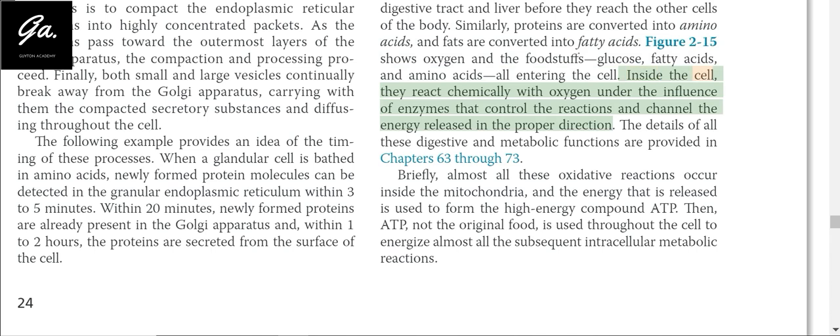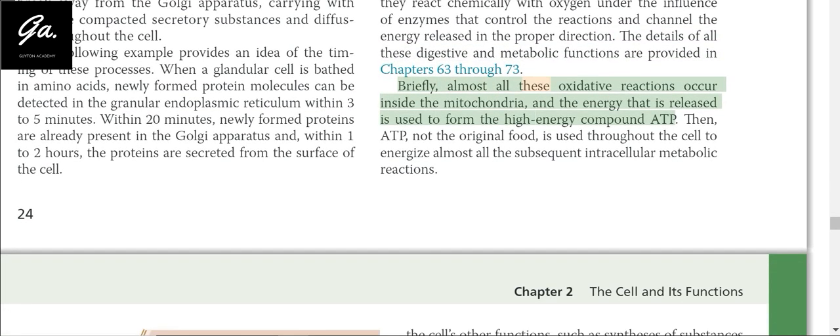Inside the cell, they react chemically with oxygen under the influence of enzymes that control the reactions and channel the energy released in the proper direction. The details of all these digestive and metabolic functions are provided in chapters 63 through 73. Briefly, almost all these oxidative reactions occur inside the mitochondria, and the energy that is released is used to form the high-energy compound ATP. Then, ATP, not the original food, is used throughout the cell to energize almost all the subsequent intracellular metabolic reactions.